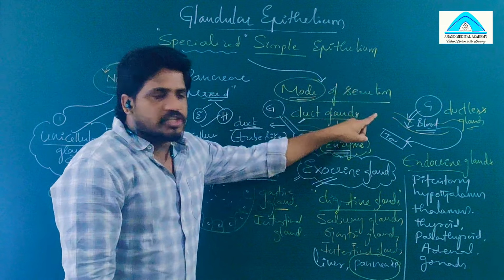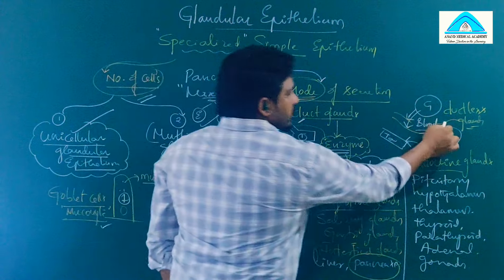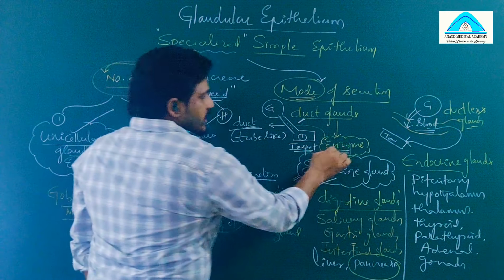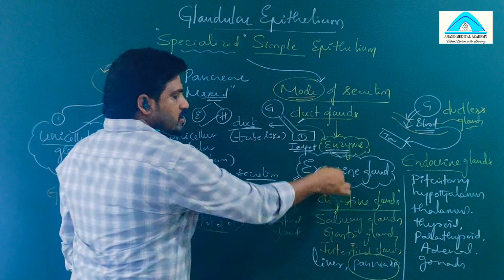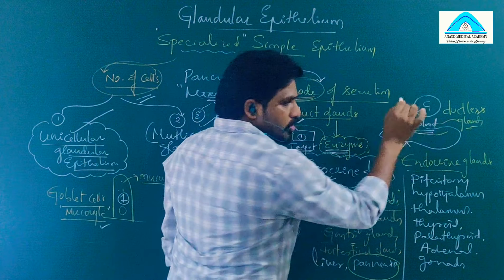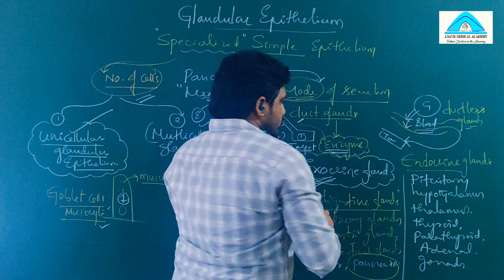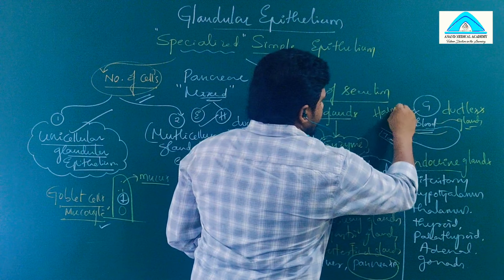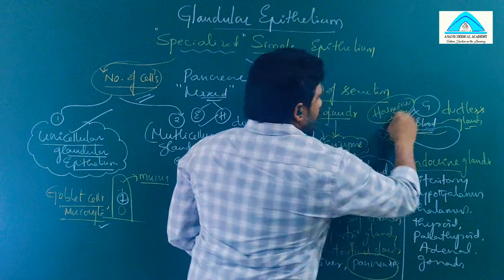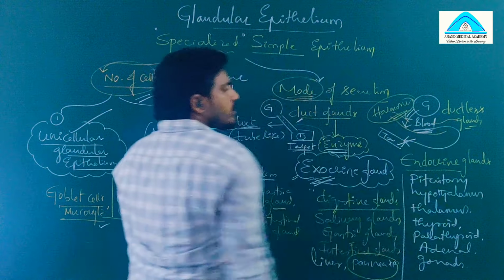Next, on the mode of secretion, there are two types of glands: duct glands and ductless glands. Duct glands secrete enzymes; they are called exocrine glands. All digestive glands are examples here. Whereas the ductless glands do not have a duct, they secrete chemicals called hormones. What are the chemicals secreted by ductless glands? Hormones. These hormones are secreted into the blood, and through the blood they reach their targets.